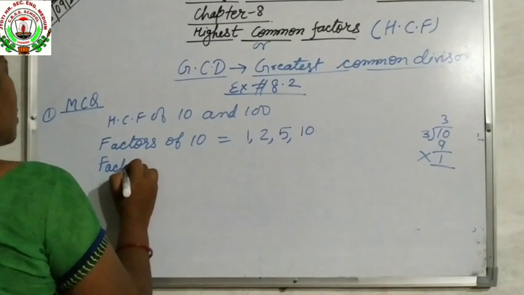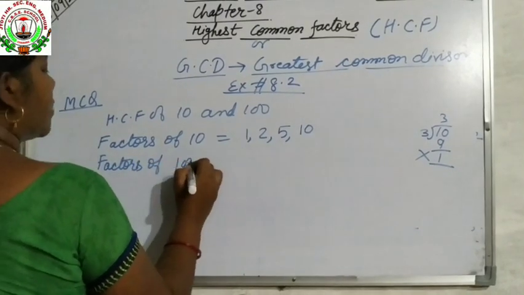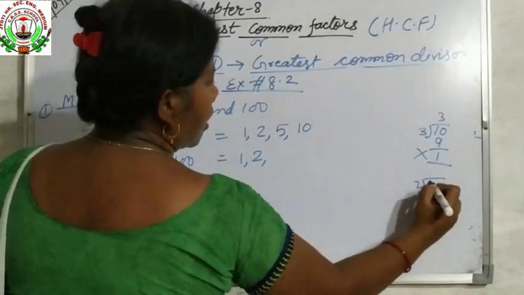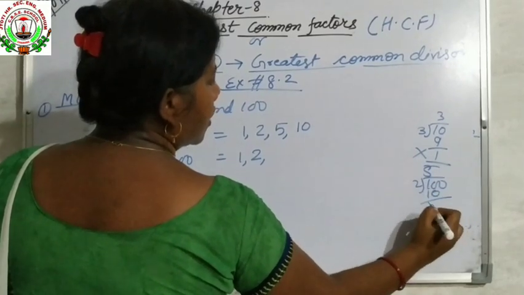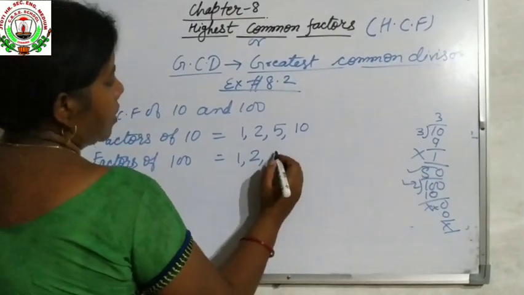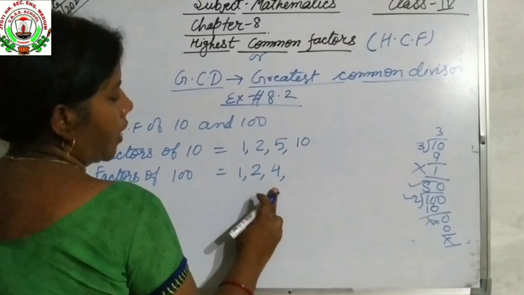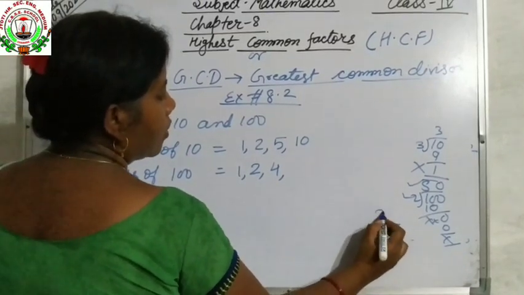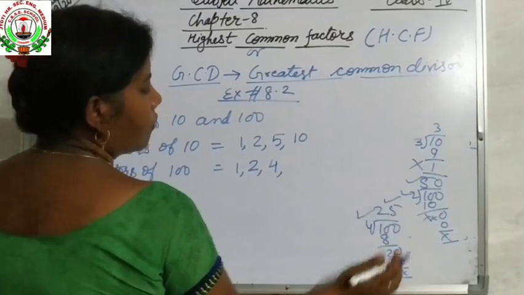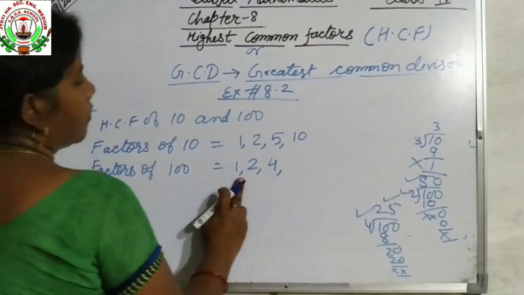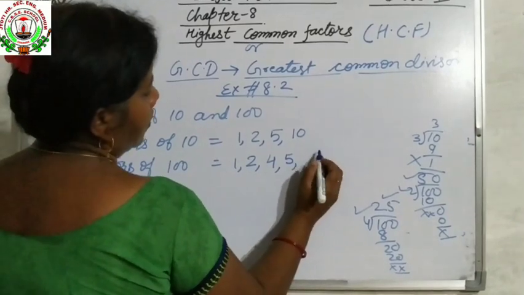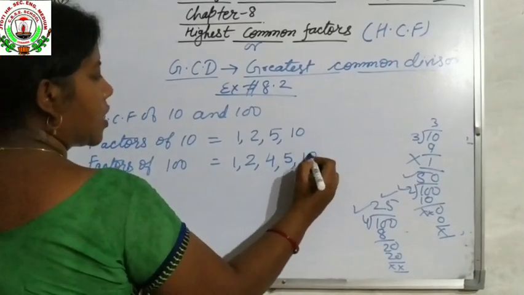Next is factors of 100. 1, it is an even number, so it is divisible by 2. You can check it. 100 divided by 2: 2 5s are 10, then 0 0 is 0. So 50 and 2 both are factors of 100. 3 is not, 4, because when we divide it by 4, we get 4 2s are 8, 4 5s are 20. That means 4 is also a factor and 25 is also a factor of 100. 5 is also, when you divide it, you will get 20. Then 6 no, 7 no, 8 no, 9 no, 10 10s are 100.